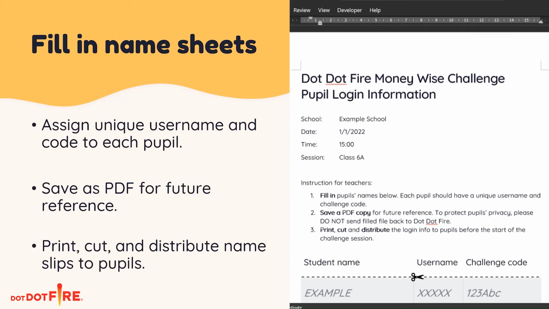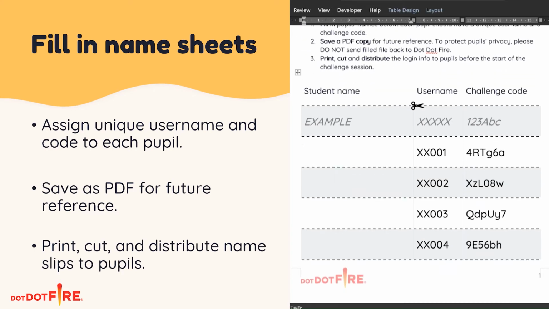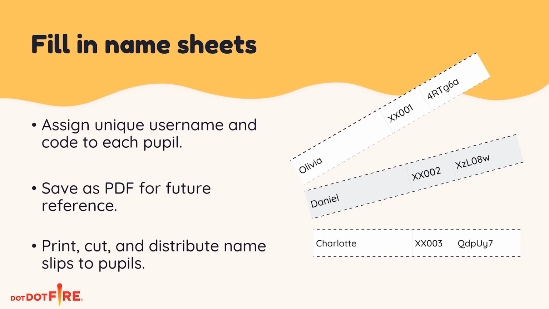You will be sent a name sheet for each of your requested challenge sessions, with the unique usernames and challenge codes for each pupil. In the blank boxes, fill in the real names of each participating pupil in that particular session. Save the file as a PDF for your future reference. Print a copy of the name sheet and cut each row into slips of paper. Right before the challenge, distribute these slips to each pupil so they can access the challenge arena on the NeighborMood app.